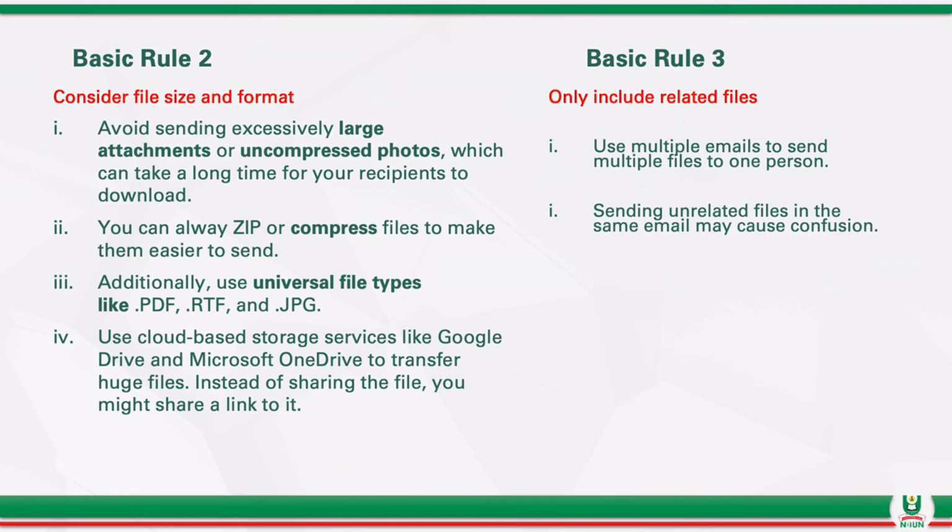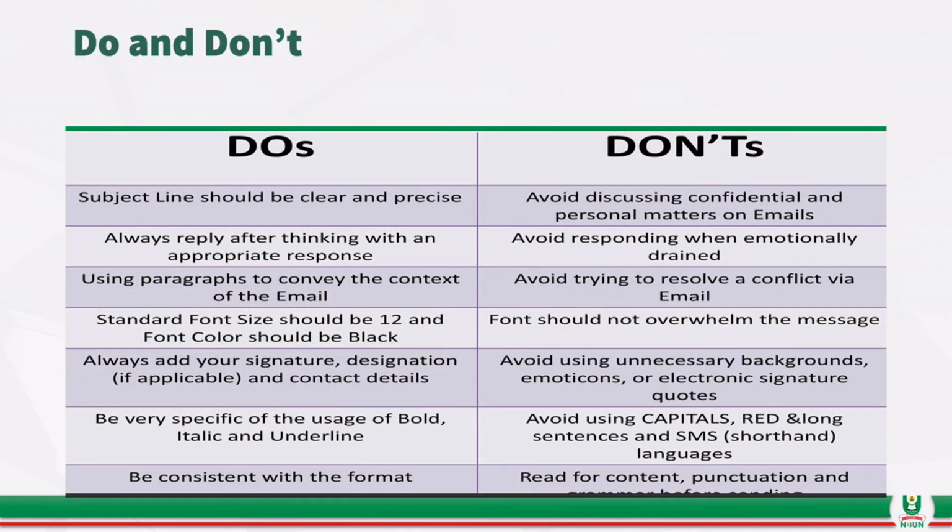There are a few do's and don'ts I want to bring to your attention. The subject line should be clear and precise. Always reply after thinking, with an appropriate response. Use paragraphs to convey your text, and the standard format most of the time is size 12 and the color black. Always add a signature, which is very important. When we talk about phishing, we'll look at the signature as well, which is always missing when people want to prey on others. The contact details are also important. Be specific with the use of bold, italics, and underline, and be consistent with your formats.